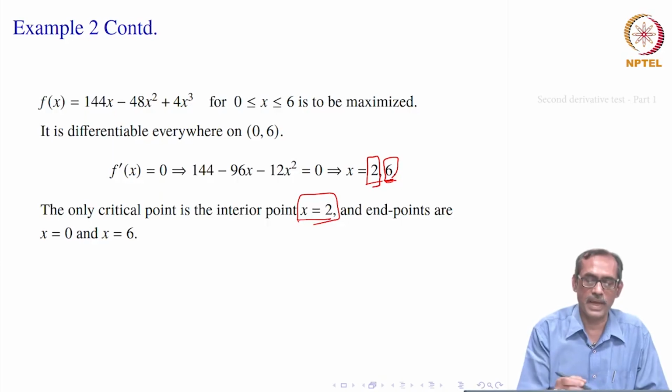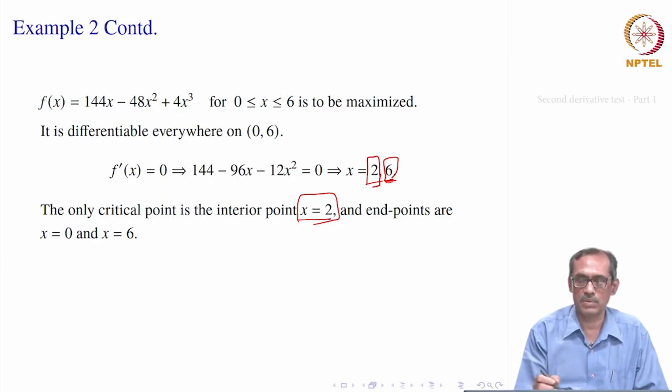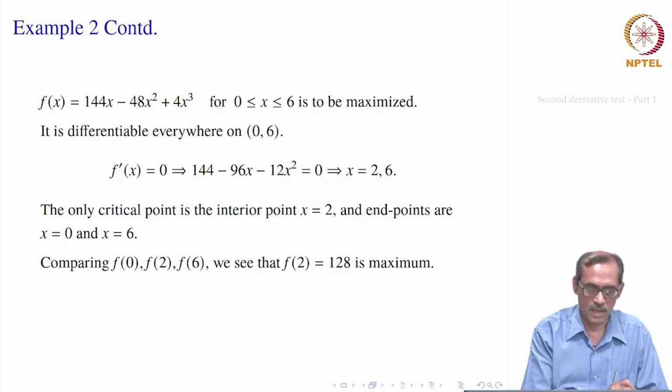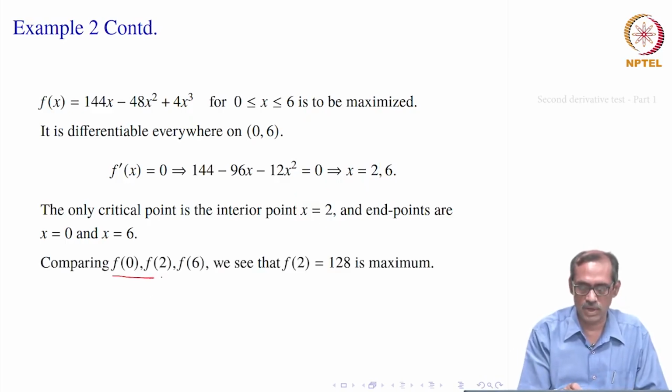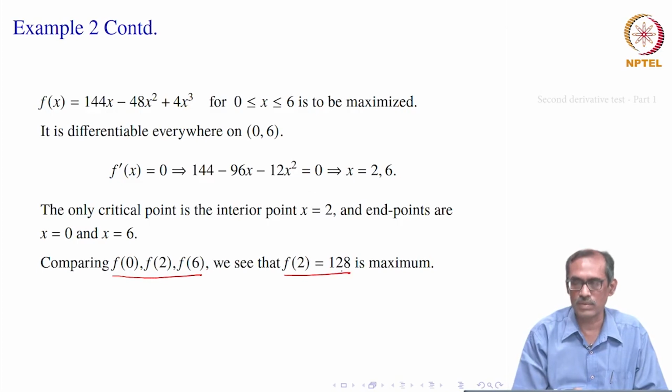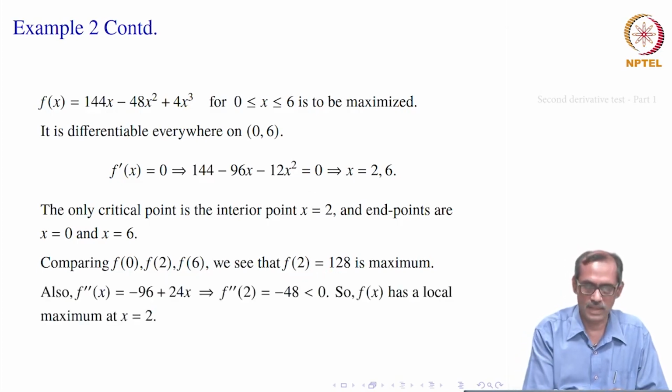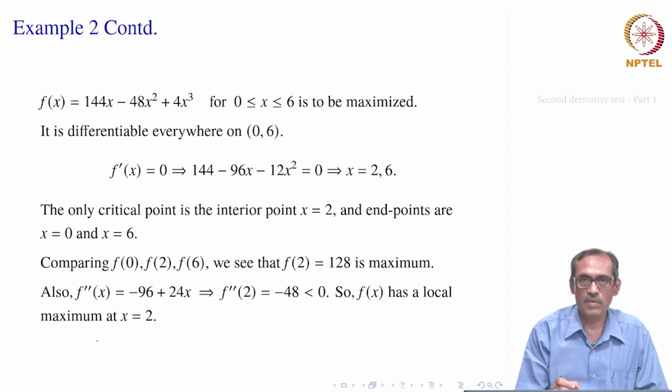But we can also apply our second derivative test to see whether this critical point is really a local maximum point or not. Though that is not required, we want absolute maximum here. Okay, let us see, if you compare f0, f2, f6, you find f2 equal to 128, which is the maximum, and that settles the problem. But we are going a bit further to say whether this critical point x equal to 2 is a local maximum or local minimum or what it is, though absolute maximum we have got.